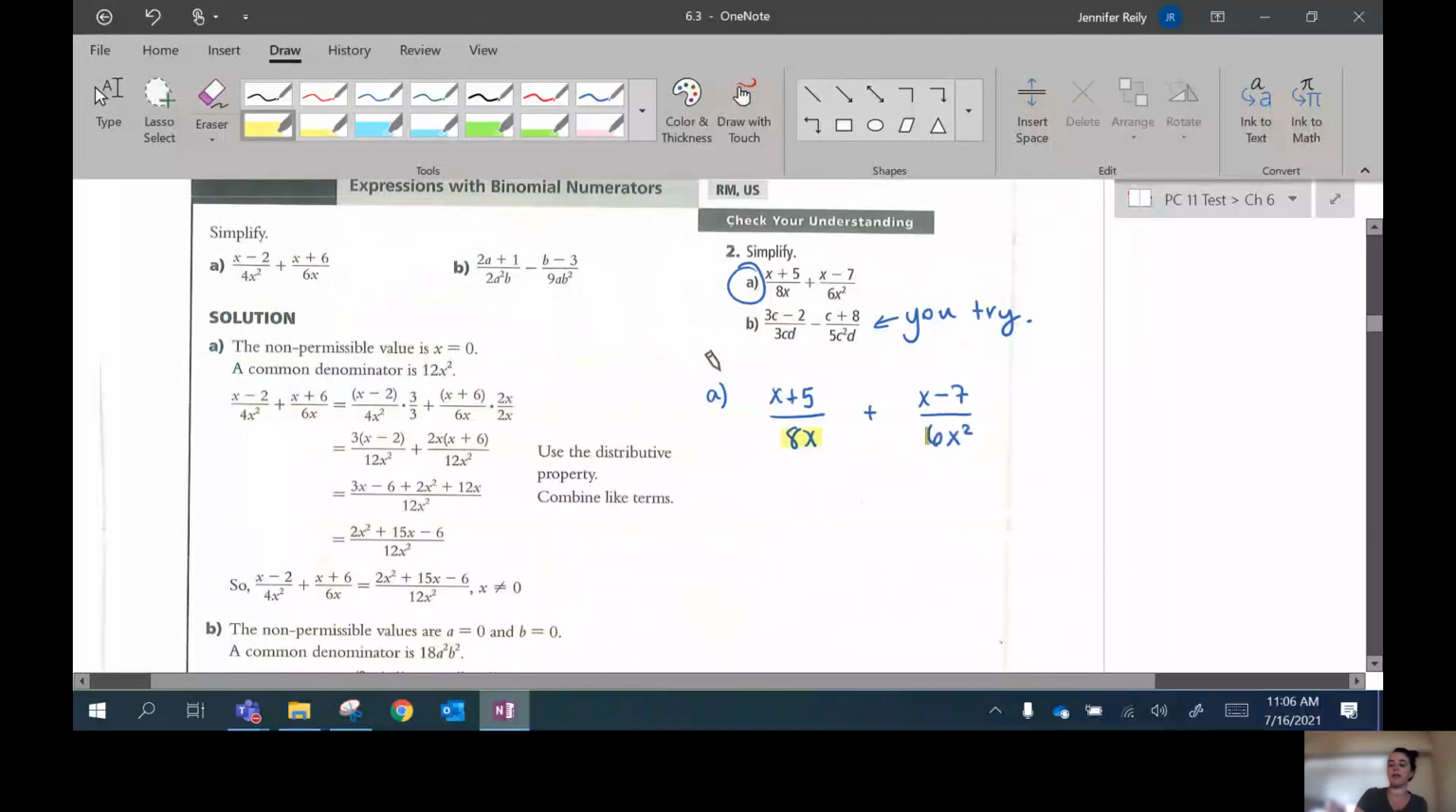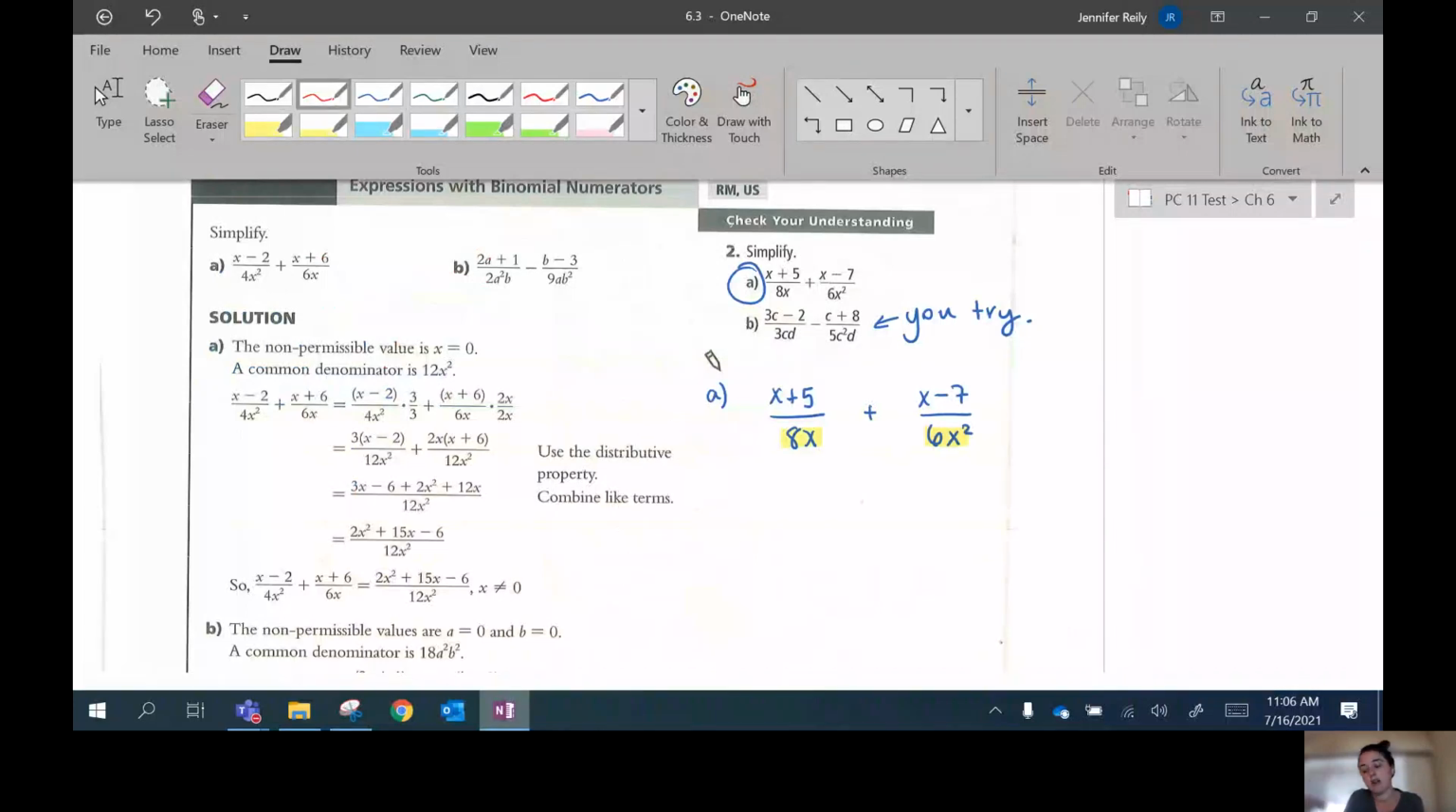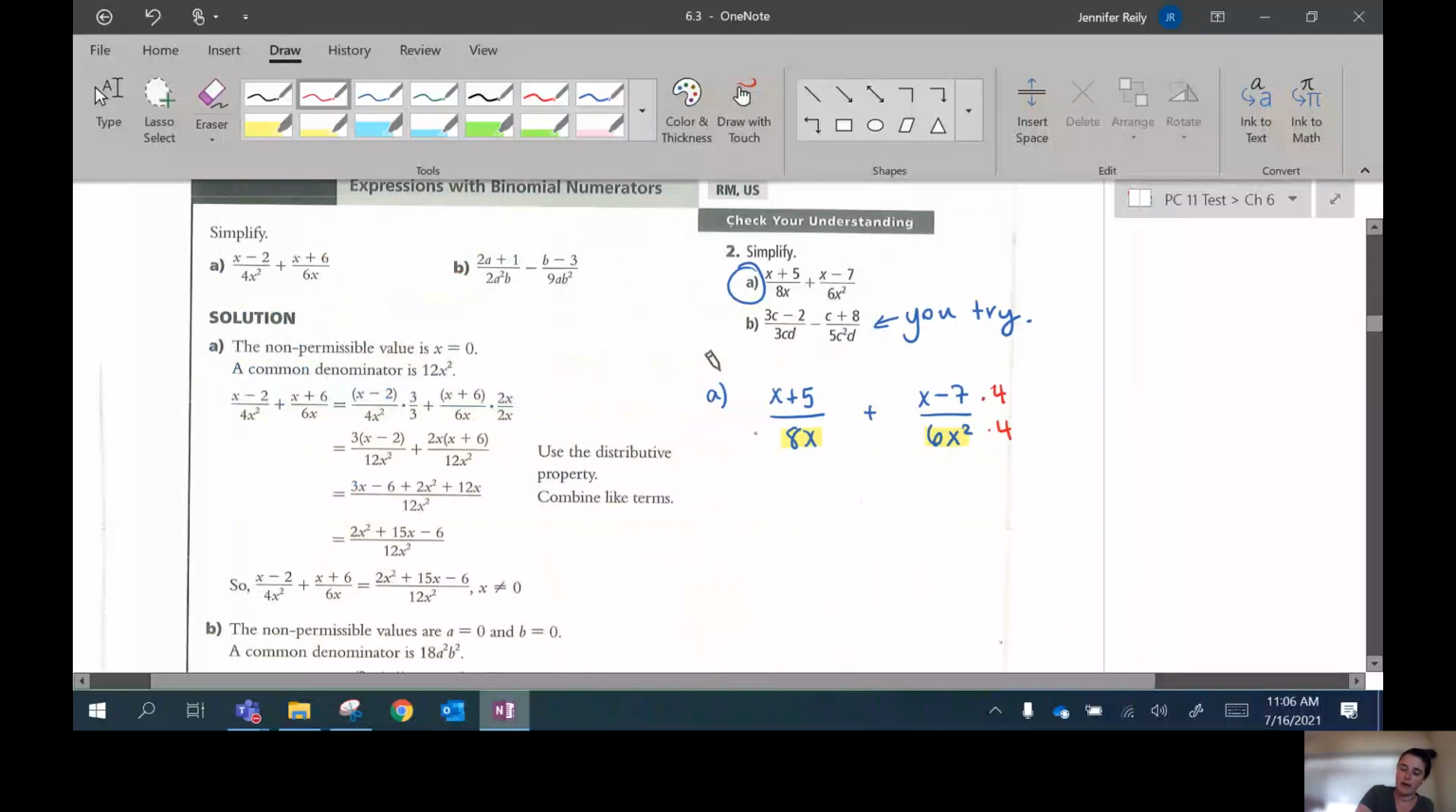Again, remember for adding and subtracting, we need to make the denominators the same. Focusing on the numbers first, the lowest common multiple of 6 and 8, the smallest number they both divide evenly into, is 24. So I'll multiply this one by 4, because 6 times 4 is 24, and I'll multiply the first fraction by 3, because 8 times 3 is 24.